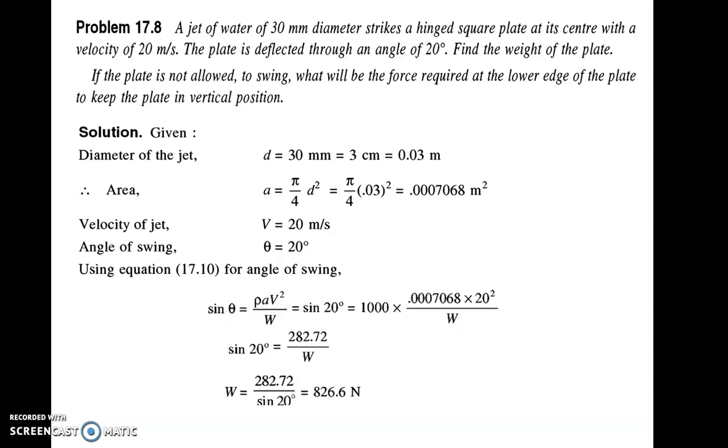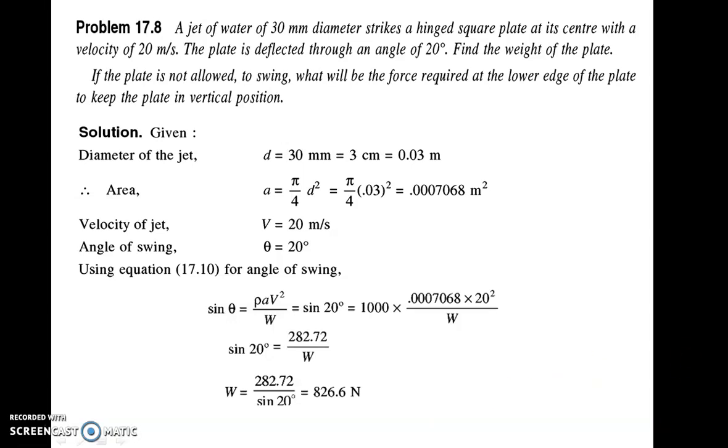We have the formula sine theta is equal to rho a v square upon W. Theta is given here, sine of 20. Sine of 20 is equal to rho, which is 1000, into area, which you can calculate as pi by 4 d square, where d is 0.03 meter, into velocity square, that is 20 into 20, divided by W. So you can easily calculate W from this formula. Sine 20 is equal to 282.72 upon W, which gives W as 282.72 upon sine of 20, which is 826.6 Newton. Okay, so this is the half of the problem.